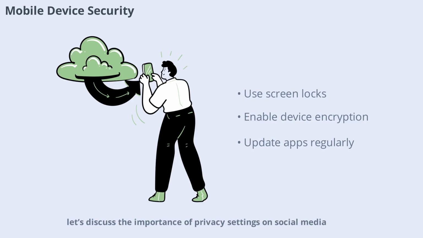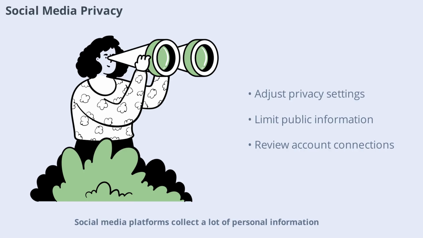Next, let's discuss the importance of privacy settings on social media. Social media platforms collect a lot of personal information. Adjust your privacy settings to control who can see your posts and personal details. Be cautious about sharing sensitive information publicly. Regularly review your account settings and remove unused apps or connections. Protecting your privacy online helps prevent identity theft and other risks.